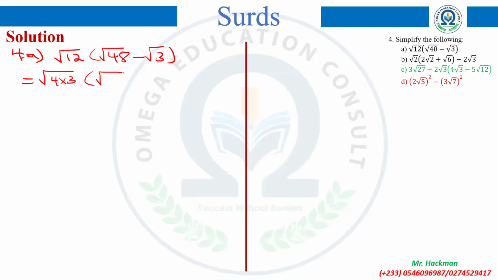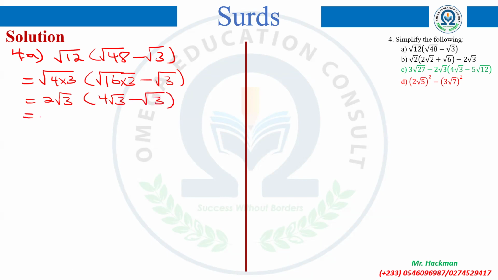So let's come and reduce the 48. What will be the highest perfect square if you want to reduce? We've done this today. 16. So you get 16 times 3, very good. And minus root of 3. So this we know will give us 2 roots of 3. Do you agree? Likewise, what you have here will give us 4 roots of 3. Then minus root of 3.